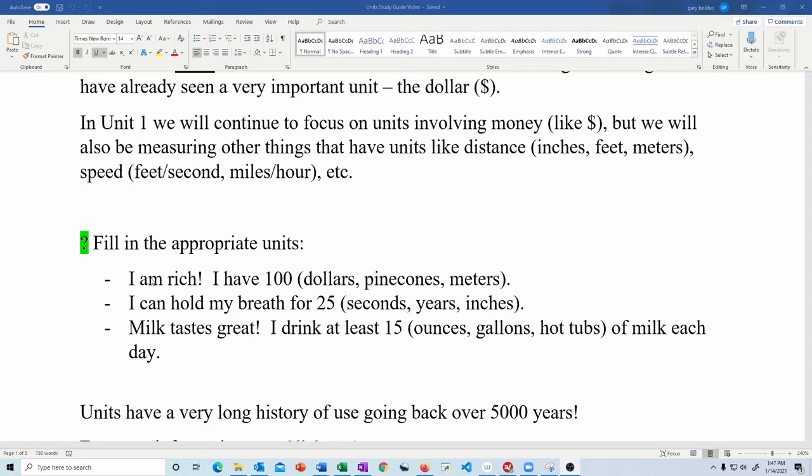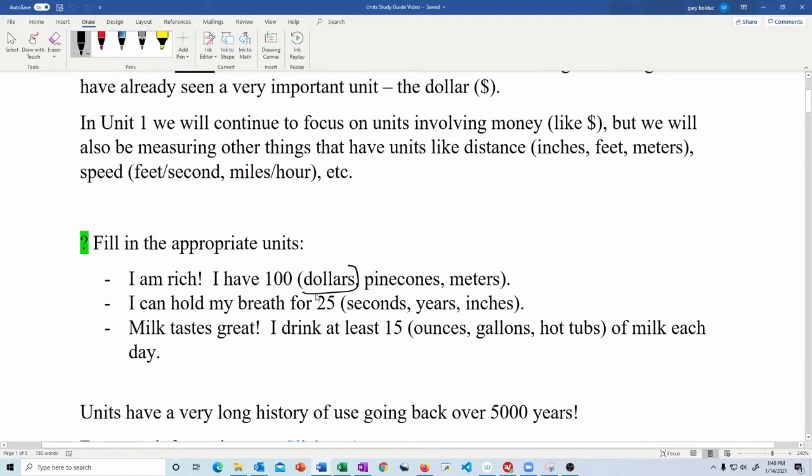The first one says, I am rich. I have 100. So 100 what? What does it make sense to have if you're talking about being rich? Now, of course, rich can mean a lot of different things, but here, hopefully you're thinking it means money. You're probably not doing too well if you have only 100 pine cones. Or 100 meters, that's distance. How do you even have 100 meters? $100, that makes sense. So here, we're thinking dollars, because we're talking about money.